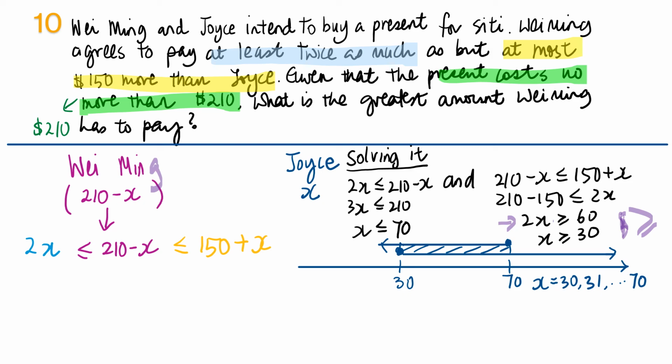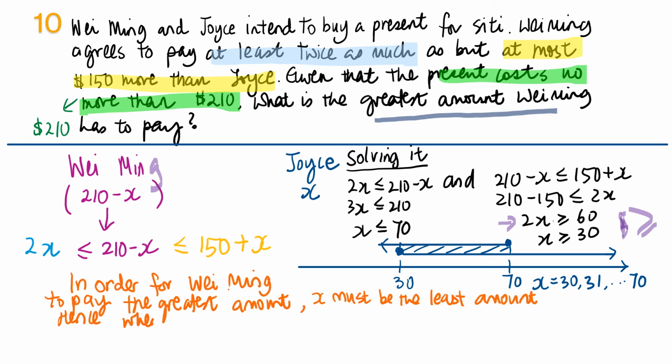Okay, and then now let's go back to the original question. The original question is that you're asked to find the greatest amount Wei Ming has to pay. Now, this is a partnership. If Wei Ming pays the greatest amount, then Joyce will have to pay the smallest amount, right? So that means the value that I choose for x will have to be the smallest, which will be 30. So if x is 30, then Wei Ming will pay 210 minus 30, 180. So this is what we have.